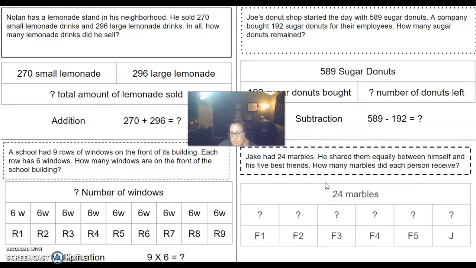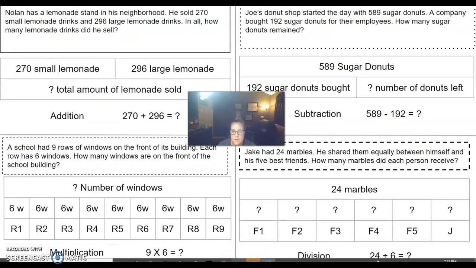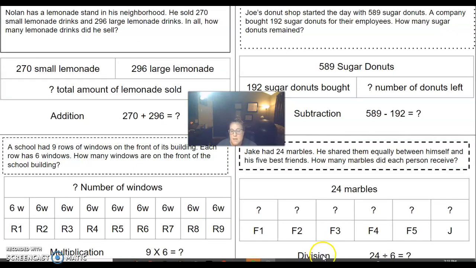So our strip diagram is going to look like this. We have 24 marbles he wants to share. We have friend 1, 2, 3, 4, and 5, but we also have Jake. And we're trying to figure out how many marbles each person's going to get. So since we have our total and we know how many people are going to share them, that means that we are going to divide, or we're going to use division. Since we are using division, our equation would read 24 divided by 6 equals question mark. And remember, our question mark is how many each person is going to get.